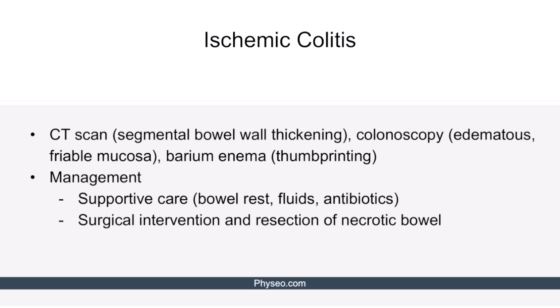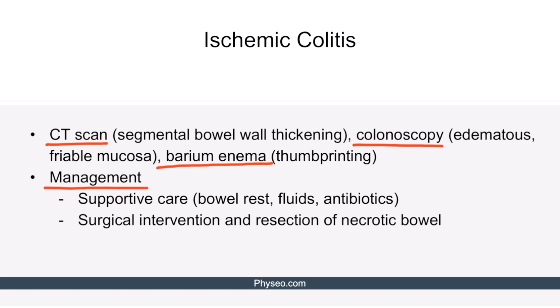So how do you diagnose this? Well, it's usually made on clinical grounds, but then you confirm it with a CT scan, and that can show bowel wall thickening. Or you can even do a colonoscopy, which shows edematous friable mucosa. And a barium enema, if performed, will show thumbprinting due to mucosal edema.